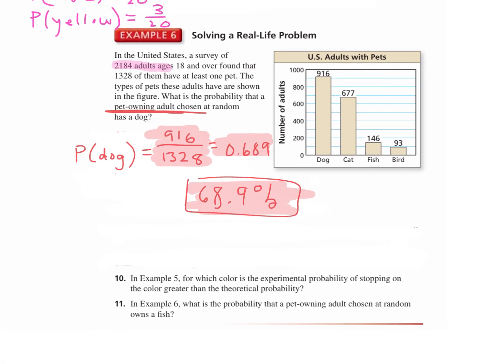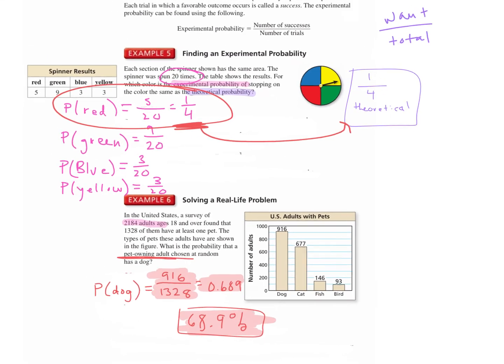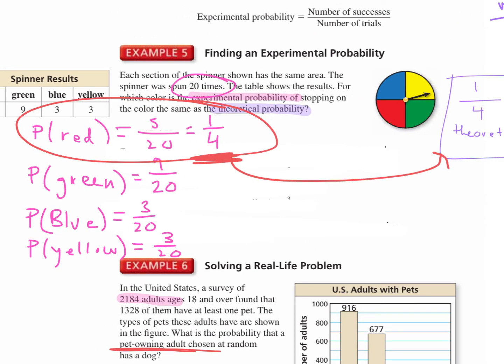All right, let's take a look at number 10. It says in example 5, the one with the colors up top, for which color is the experimental probability of stopping on the color greater than the theoretical probability? Usually when we have to compare, it's kind of hard to compare fractions, so we like to change them to decimals, because that way we can easily see which number is bigger than the other one.